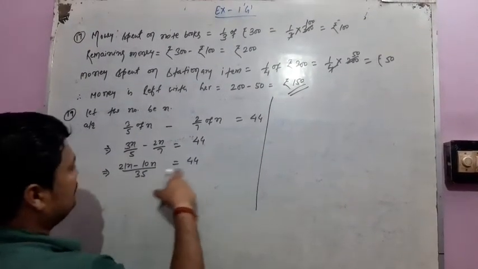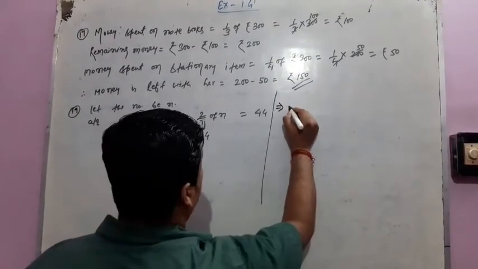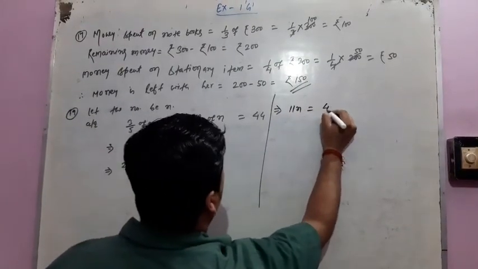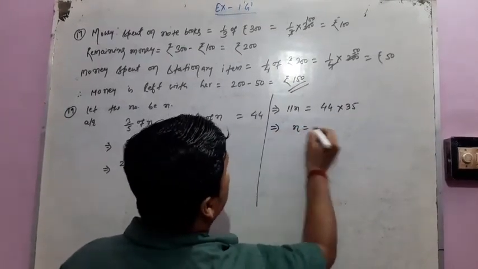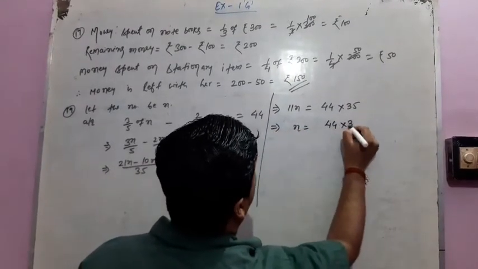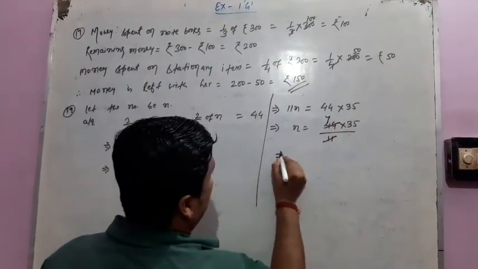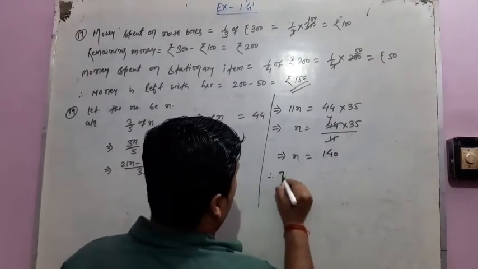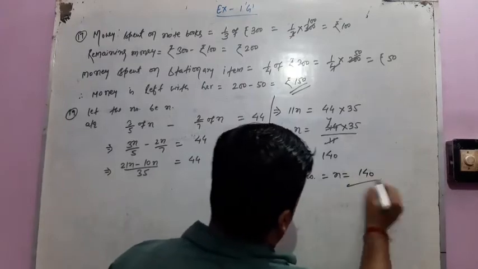Now for solving it, we have to move the 35 to the other side. Here it is in divide, so when we move it to the next side, it turns into multiply. 21 minus 10 is 11x, and 44 into 35. So x is equal to 44 into 35, and 11 comes in divide. 11 4s are 44. Therefore x is 35 4s, which is 140. Therefore the number x is equal to 140.